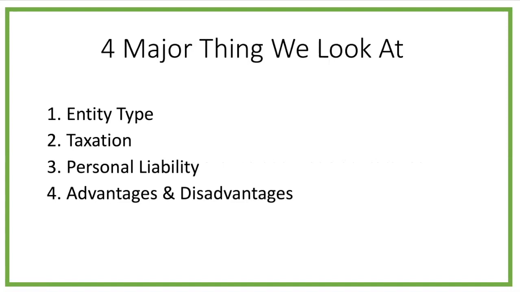So let's jump into the 4 things we look at when choosing the correct business entity type. Number one, I need to know what entity type that you're interested in setting up. This is so important. Depending on the type of profession you're going into could determine whether or not we choose one entity over the other. So I would like to know what your profession is and what type of entity type that you're interested in.